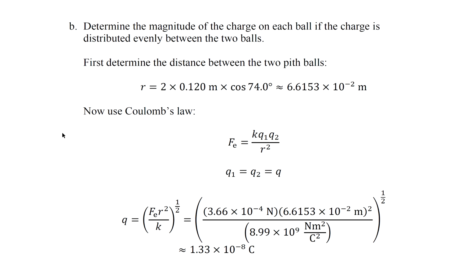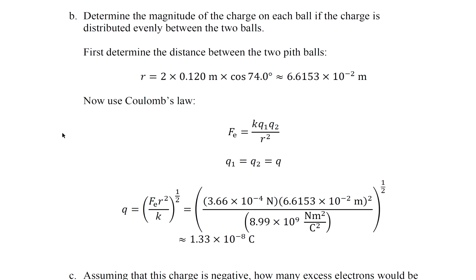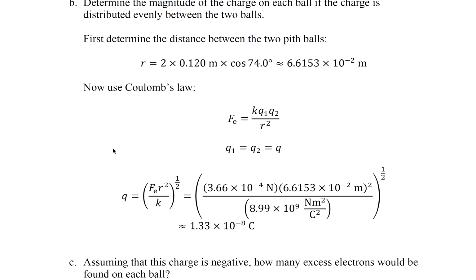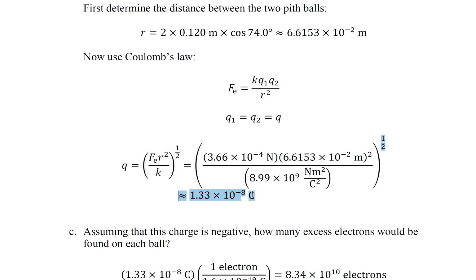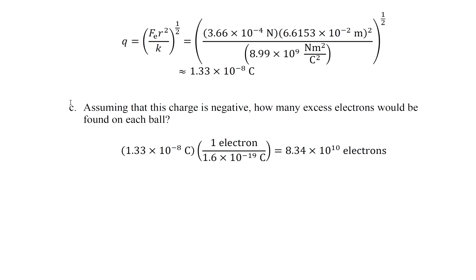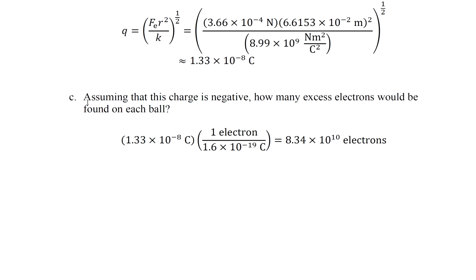Part B, determine the magnitude of the charge on each ball if the charge is distributed evenly between the two balls. So first determine the distance between the two balls. So we're going to use some geometry. Now we're going to use Coulomb's law. Okay. And we solve for Q. So they could both be positive charge or they could both be negative charge. Part C, assuming that this charge is negative, how many excess electrons will be found on each ball? So now they're telling us it's a negative charge. So we're going to go from coulombs to electrons.